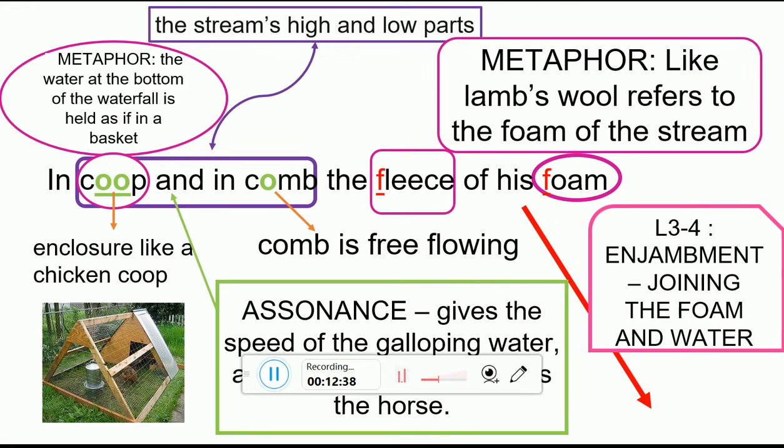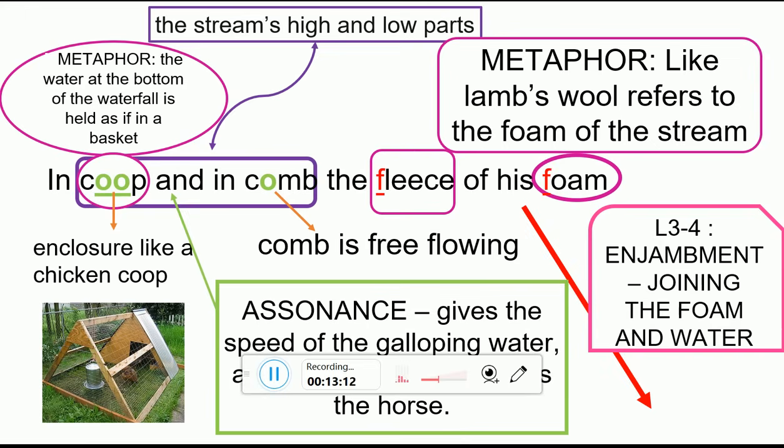And in comb, the word comb, it means what? A free flow. The fleece of his foam. Again, we are going to see the stream being personified, given human qualities, right? Now, look into the word fleece. The word fleece refers to the wool of a sheep, which is soft and fairy-like in texture, much like the foam of water. When the water lands down, it forms a foam. That foam is also compared to a fleece. It means that the texture of that foam is soft, more like the wool of a sheep.